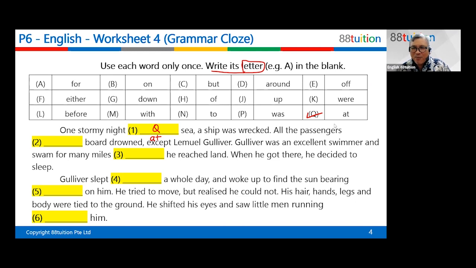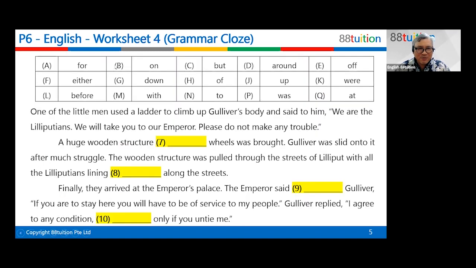Right. More people now. 8 people. Come on. Last chance. 5, 4, 3, 2, 1. And everybody again concur that it is letter B. However, is that correct? Letter B is on board. Everyone on board drowned except Lemuel Gulliver. So it is correct. B is correct.